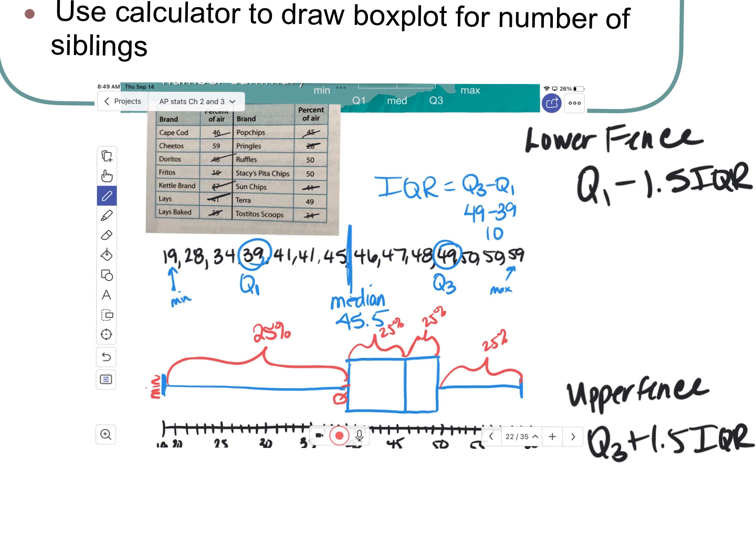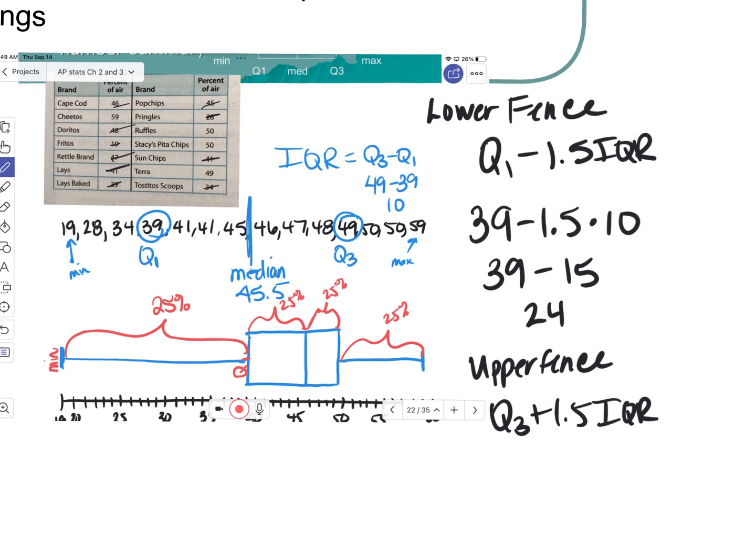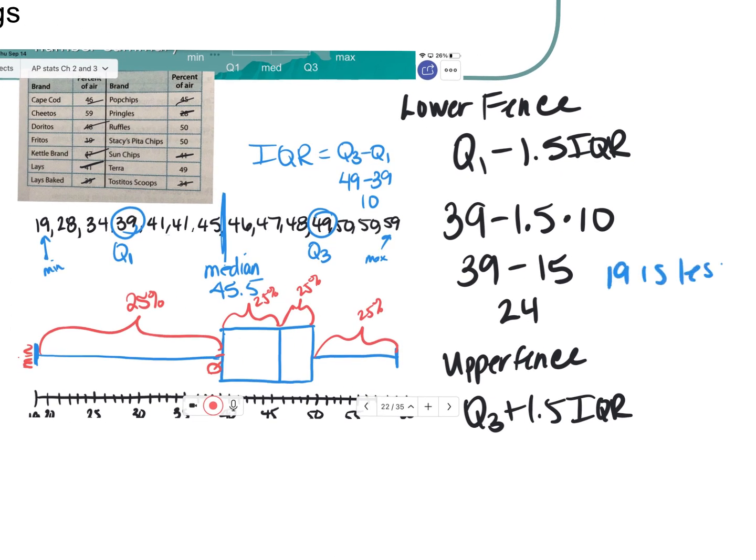So our calculation for the lower fence should look like 39 minus 1.5 times 10, right? Which is 39 minus 15, 24. So my lower fence is 24. Any data values below 24 are outliers. Do we have a lower outlier? Yes, 19 is less than 24, so it's an outlier.